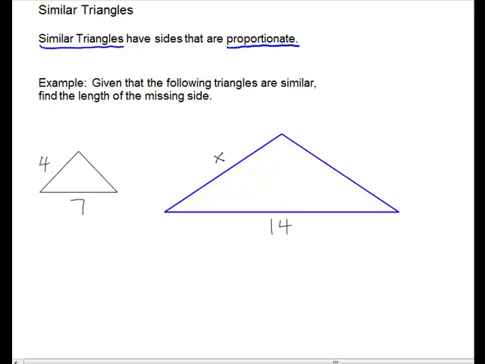Given that the following triangles are similar, find the length of the missing side. And these are not necessarily drawn to scale. We're going to make a proportion, and we can do it two ways. A common way is to match side to side in the triangle. So the sides that match, so 4 and x, that will make one ratio. And then we'll make another ratio to complete our proportion. The other sides that match, and just go in the same order.